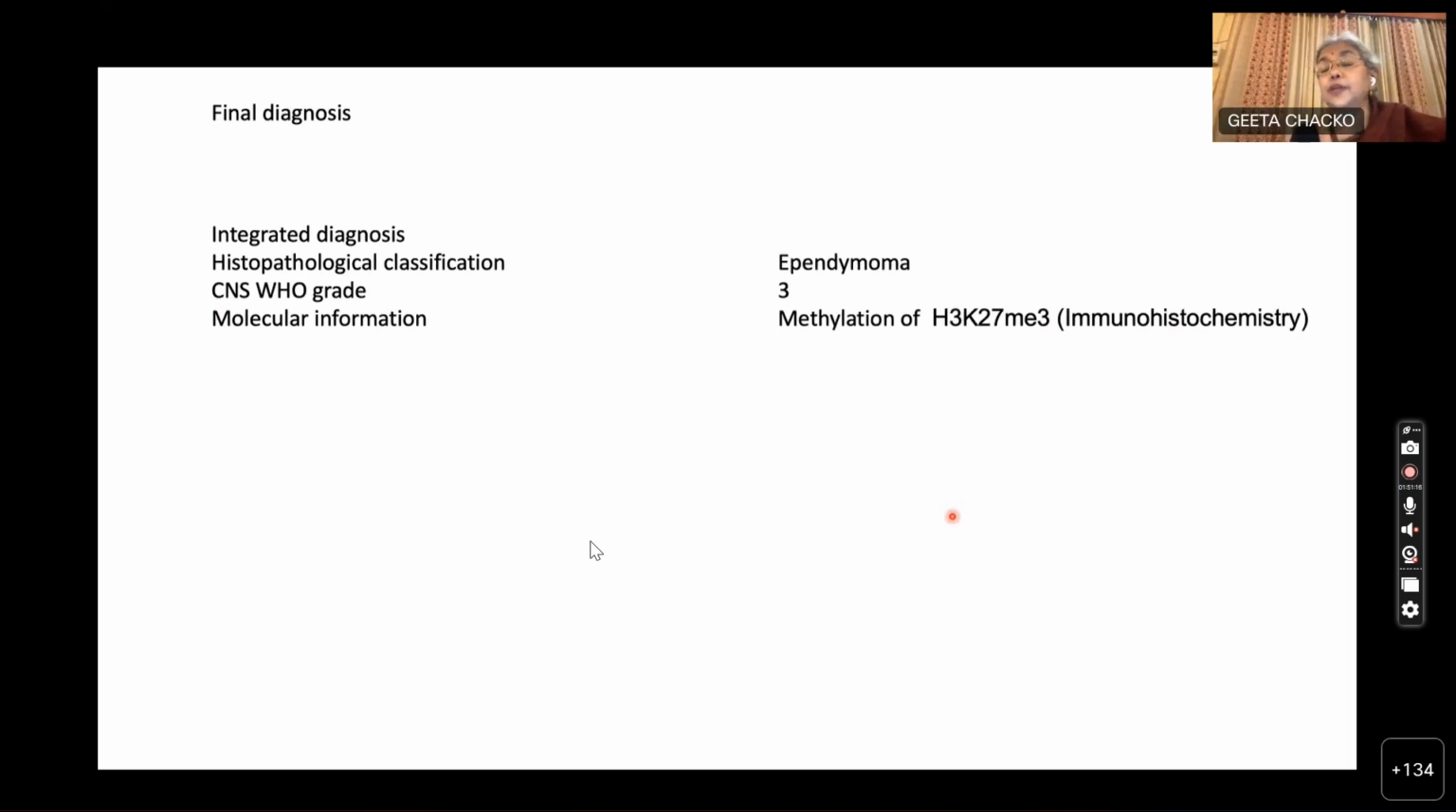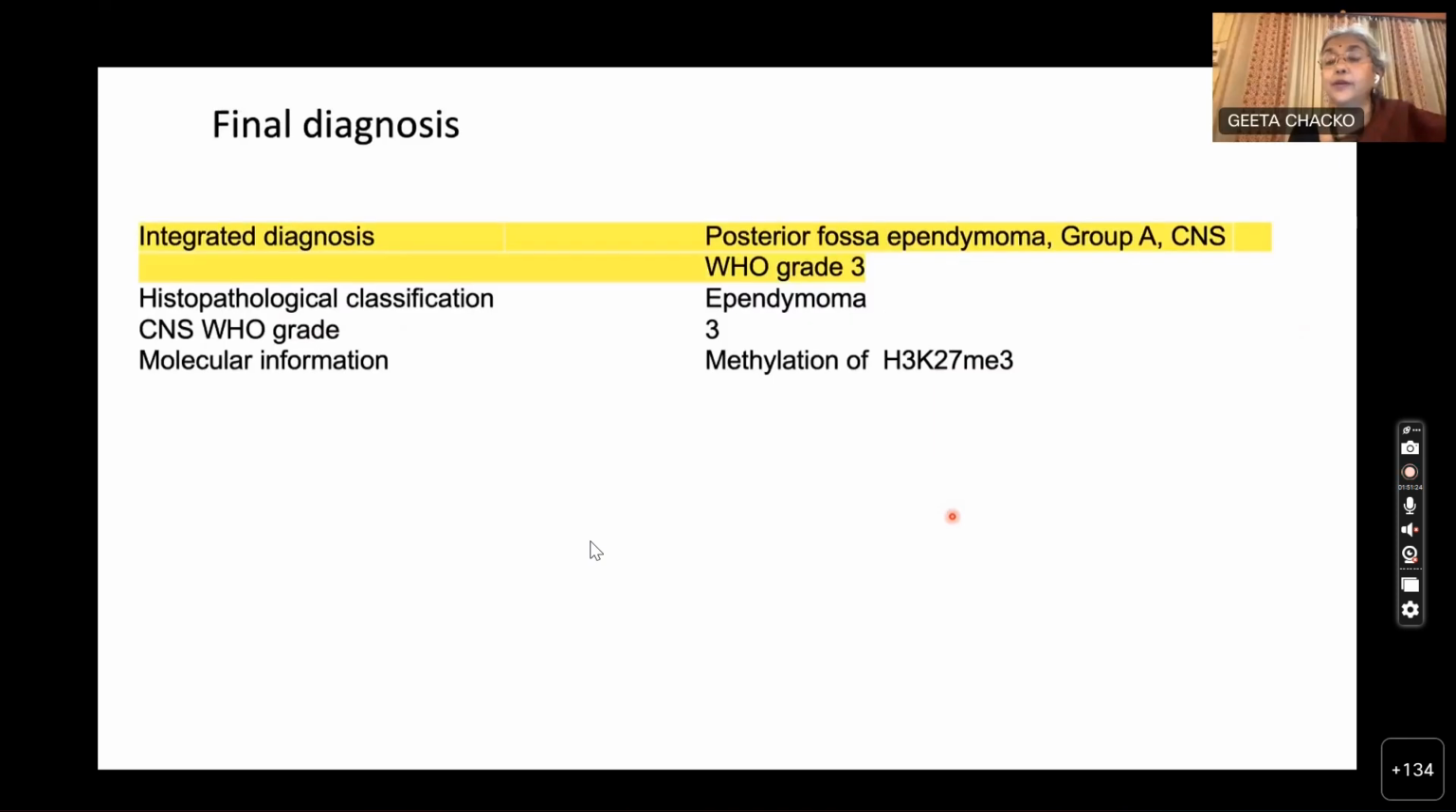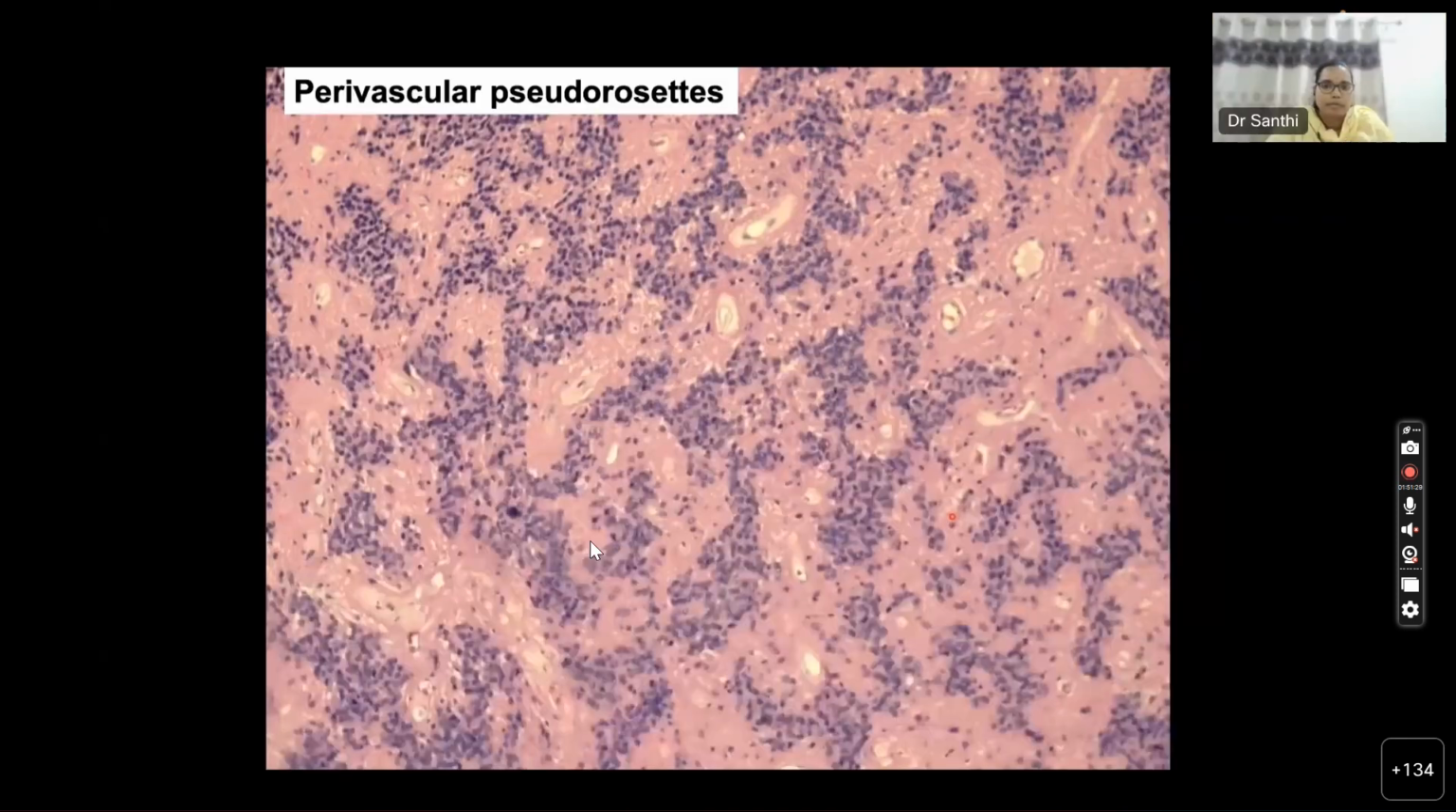So what would be your integrated diagnosis? Posterior fossa ependymoma group A. Good. With the CNS grade 3. Yes. CNS grade. Yes, good. So that's the final diagnosis in this case. Just a few more images for you all to be familiar with ependymomas.